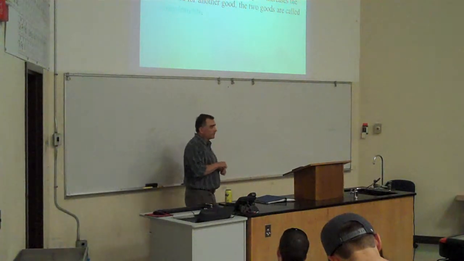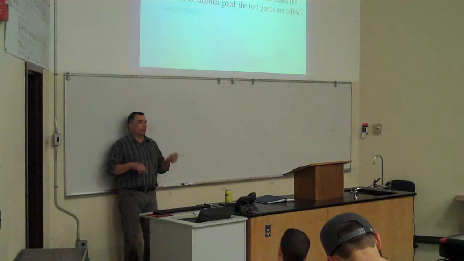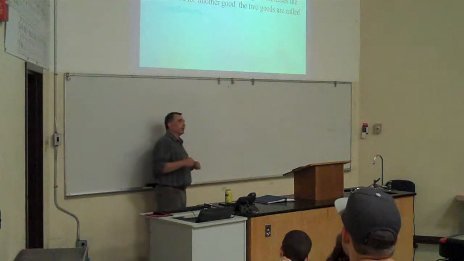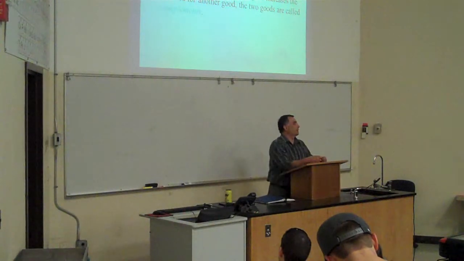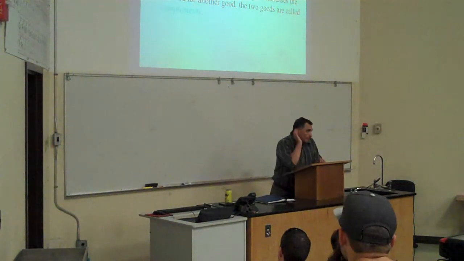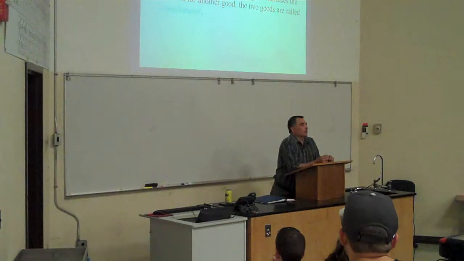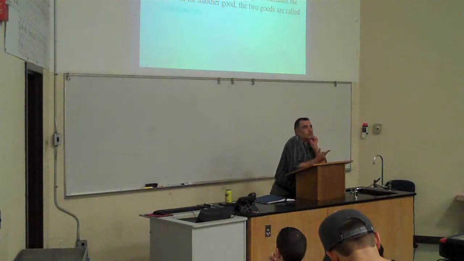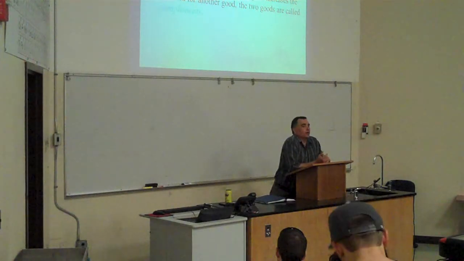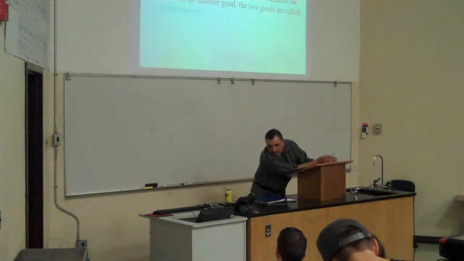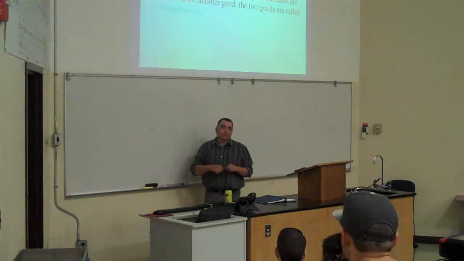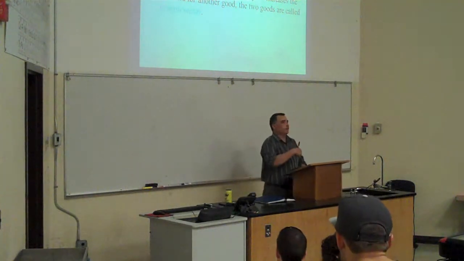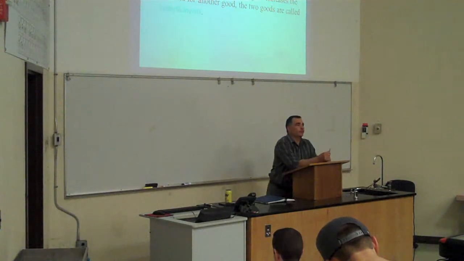Okay, complementary goods. When a fall in the price of one good increases the demand for the other good, they are complementary goods. Example of a complementary good? Peanut butter and jelly. That's the go-to. So as the price of peanut butter goes down, what happens to the demand for jelly and why?